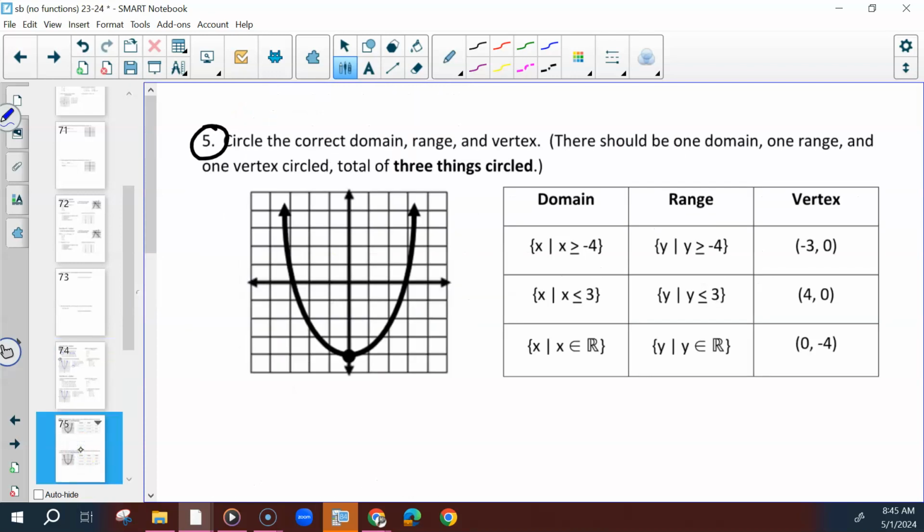And then again, Desmos will help you see the graph, will help you see domain and range, but if you don't know what you're looking for, that won't help you. So again, domain is going to be the same for number 5, all real numbers. For range, you're looking lowest to highest, so the lowest value is at -4, and it's everything above that. So y is greater than or equal to -4, and the vertex would be the highest or lowest point, which is (0, -4).